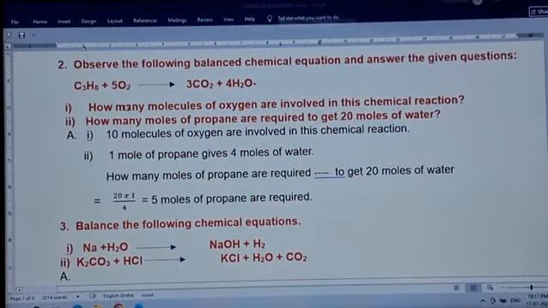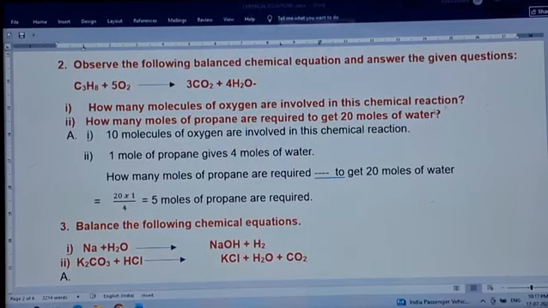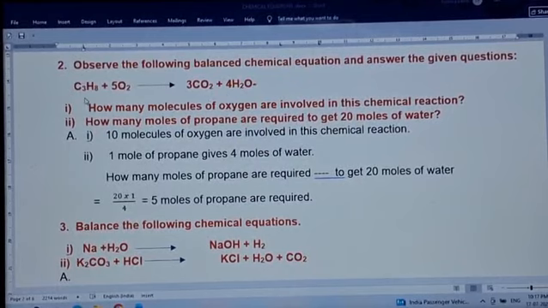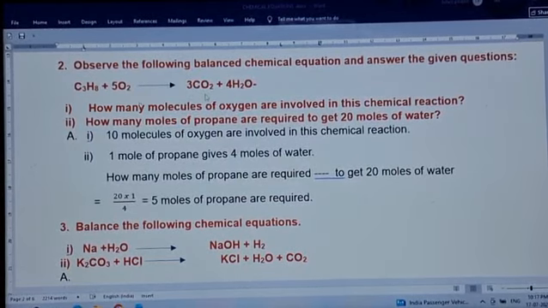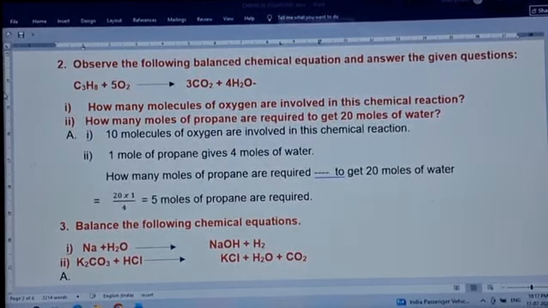So this is the equation given. How many molecules of oxygen are involved in this reaction? See children, it is a balanced reaction. 3 carbons are here, 3 carbons are here. Hydrogens are 8, hydrogens are 4 times 2, 8. Oxygens are 5 times 2, 10, oxygens are 3 times 2, 6 plus 4, 10. It's a balanced equation.